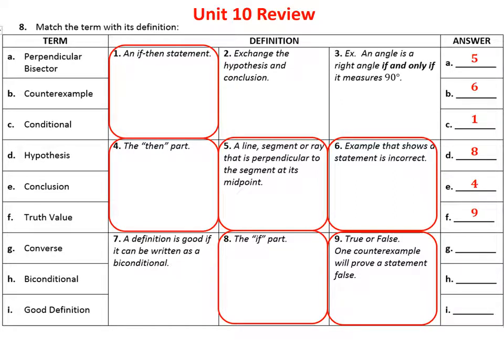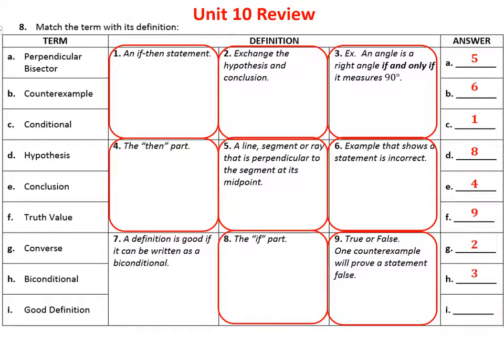The converse is when you take a conditional statement and switch the hypothesis and the conclusion, not the if and the then, that's just the hypothesis and conclusion. So number 2, if we exchange the hypothesis and the conclusion, so the converse G is number 2. A biconditional is when both the conditional and the converse are true. We can write them together with the statement if and only if. So you notice number 3 here, an angle is a right angle if and only if it measures 90 degrees. So the matching for H is 3.